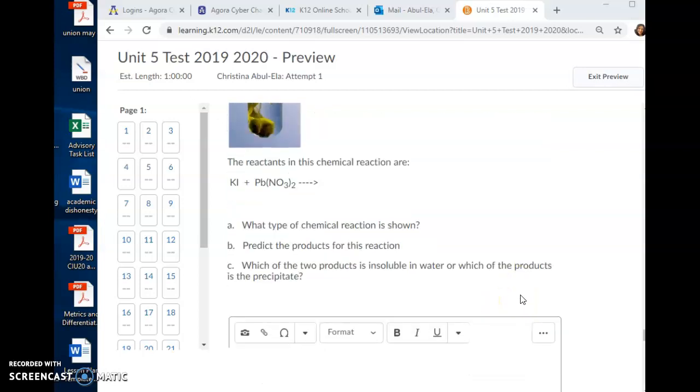Part A, what type of chemical reaction is shown? Part B, predict the products for this reaction. And Part C, which of the two products is insoluble in water, or which of the products is the precipitate? You pause the recording here to complete that question.